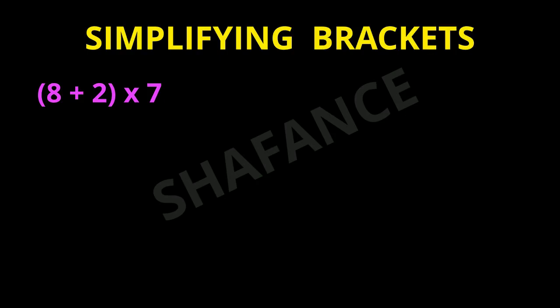In this, inside the bracket, two things are given: 8 and 2, and there's a plus operation between them. So we have to add these two digits. When we add 8 and 2, we get 10. What we are left with is 10 into 7. Now we will open the bracket because we have already solved it. So the answer we get is 70.